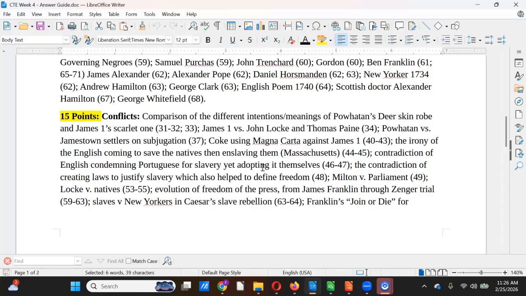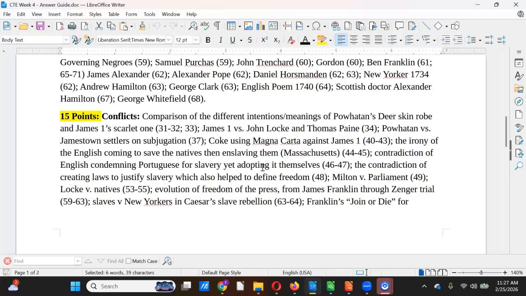She also discusses conflicts in many of these, like the comparison of the different intentions and meanings of Powhatan's deerskin robe versus James I's scarlet one. James I versus John Locke and Thomas Paine, Powhatan versus the Jamestown settlers on subjugation, Coke using the Magna Carta against James I, the irony of the English coming to save natives and enslaving them. Many of you did point that one out, but you didn't give me page numbers for it. The contradiction of English condemning Portuguese for slavery, yet adopting it themselves. The contradiction of creating laws to justify slavery, which also helped to define freedom.